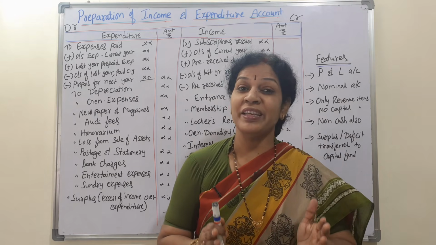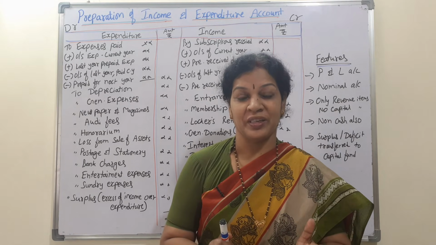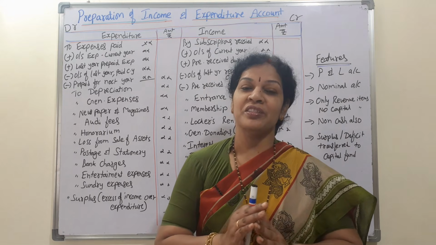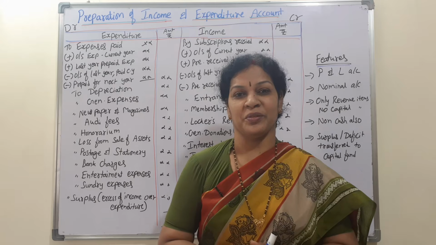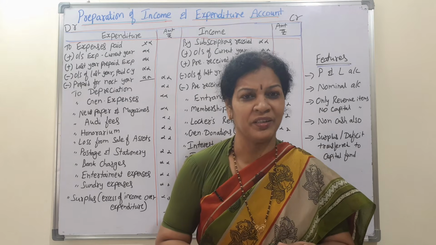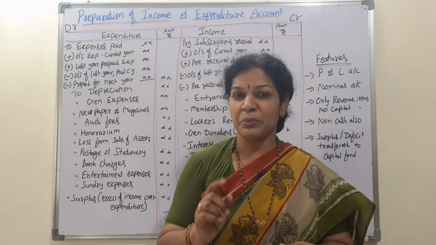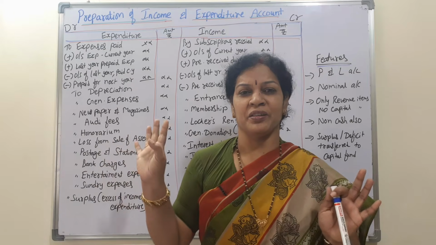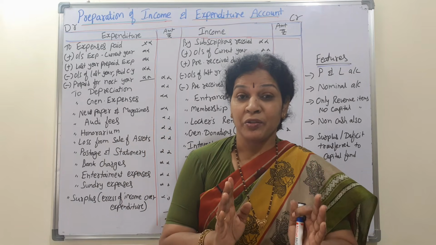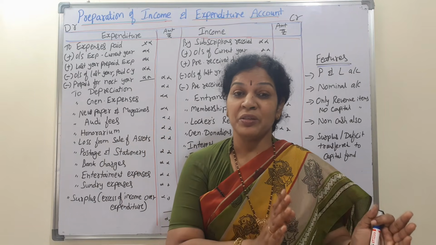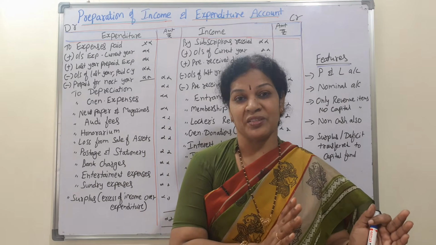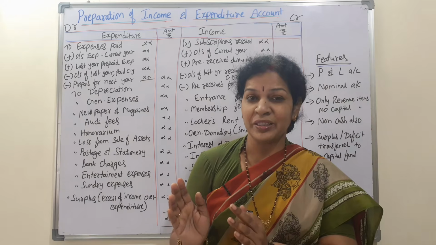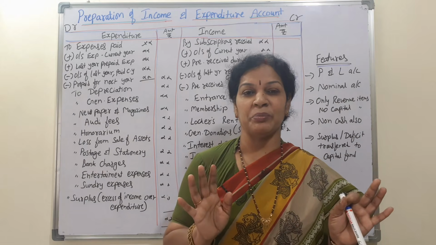Now the second one is the income and expenditure account. Income and expenditure account is just like a profit and loss account. In final accounts, you have an idea, we used to prepare the trading account and after that the profit and loss account. The profit and loss account has the same pro forma here. In the profit and loss account, we put all the expenses and losses on the debit side, and all the incomes and gains on the credit side.